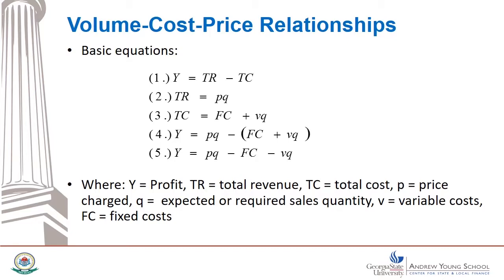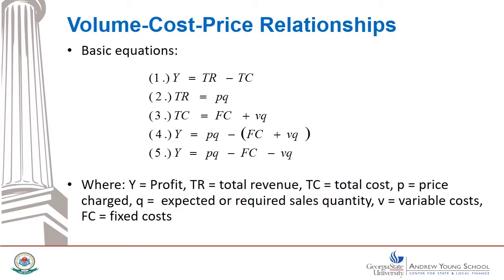Equation 4 simply restates equation 1 by inserting the variables from equations 2 and 3. In other words, profit equals price times the quantity, which we found in equation 2, minus the result of equation 3, which computed the total costs. Total cost was the fixed cost plus the product of variable costs multiplied by the quantity.